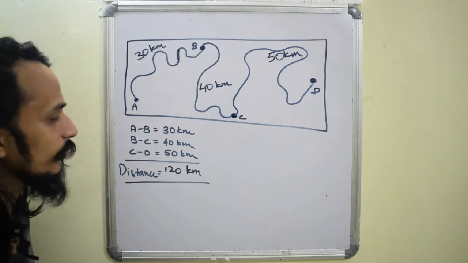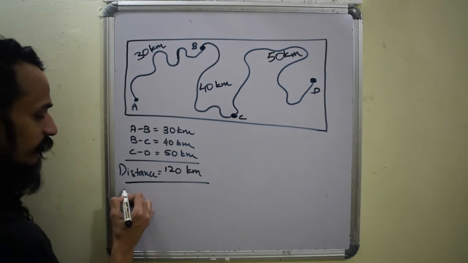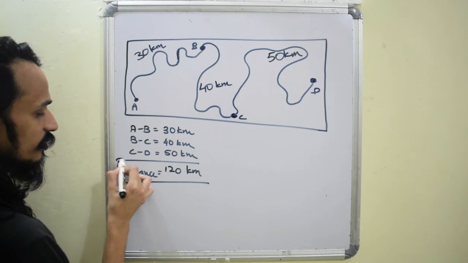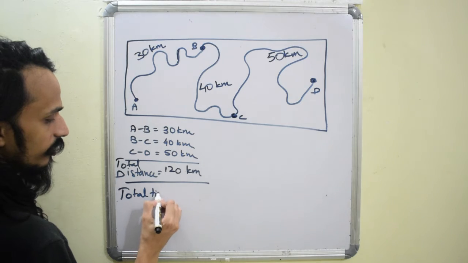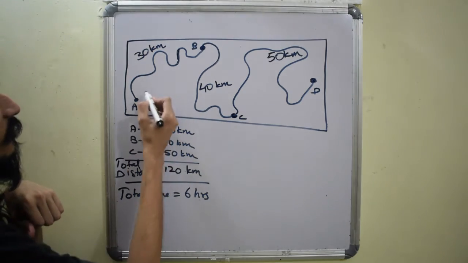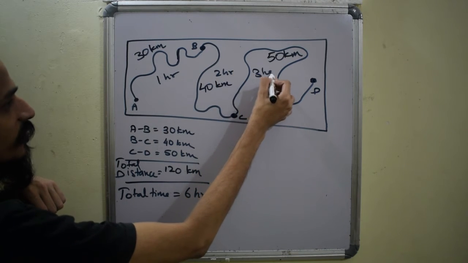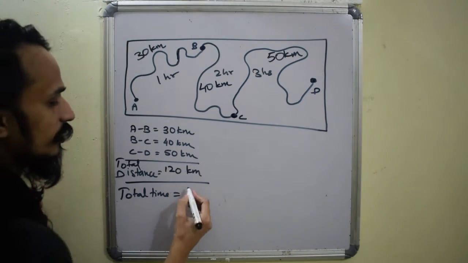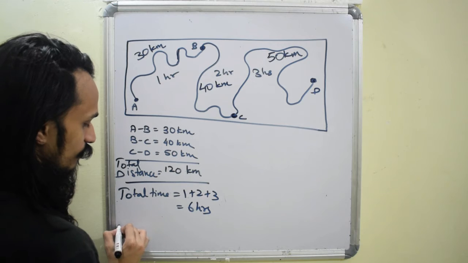Now I'm going to assume that this whole journey takes a total time of 6 hours. So this is the total distance, not simply just distance. I'll also assume that the total time is 6 hours. Maybe this part takes 1 hour, this takes 2 hours and this takes 3 hours, something like that. It doesn't really matter. All that matters is the total time is 1 plus 2 plus 3, which is 6 hours.